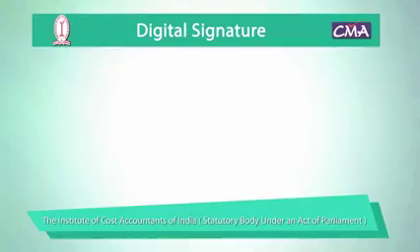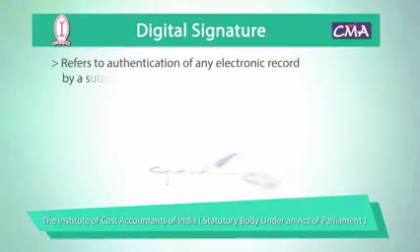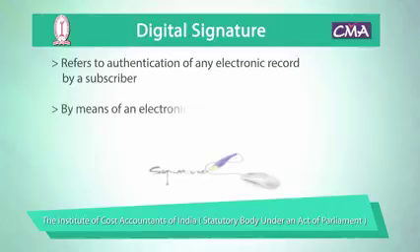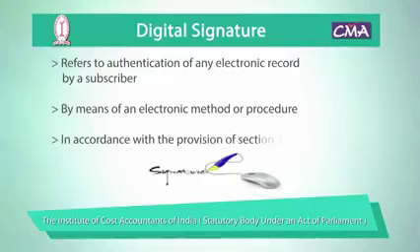As we go ahead, digital signature refers to authentication of any electronic record by a subscriber by means of an electronic method or procedure in accordance with the provisions of Section 3 of the Information Technology Act 2000. Again, I am repeating, it's a means of authentication of any electronic record by a subscriber by means of an electronic method or procedure in accordance with the provisions of Section 3 of Information Technology Act 2000. The idea was to adopt a technology that makes communications or transaction legally binding.